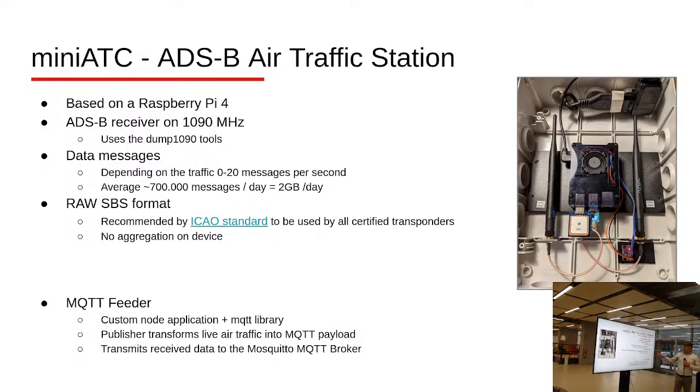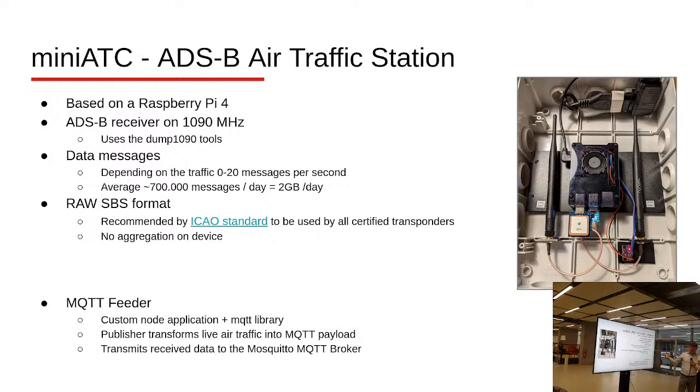That's raw data, SBS format, that's the recommended ICAO standard for the transponders you have in the airplane, because every airplane has to have this transponder. It's law that everyone has to have it enabled when he goes to fly, and he has to transmit his position, his altitude, and his velocity. There is no aggregation on the device, and we'll see that later.